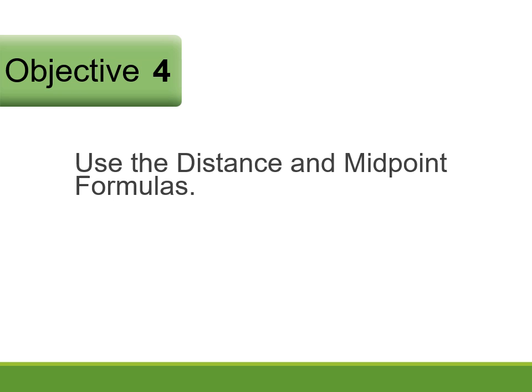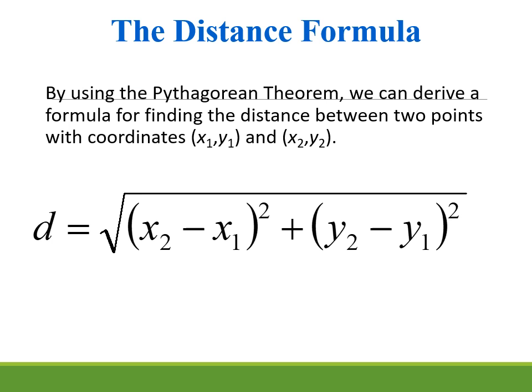Now we're going to talk about the distance and midpoint formulas. By use of the Pythagorean theorem, we can derive the formula to find the distance between 2 points. My favorite thing about formulas is that all you're doing is plugging in. You're given 2 points, x1, y1, x2, y2, and you plug them where they go into the formula. So where it says x2, I put that value. Where it says x1, I put that value.